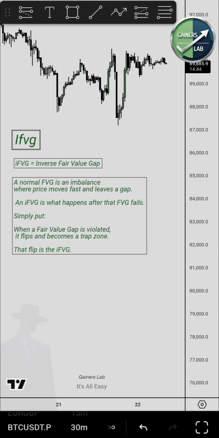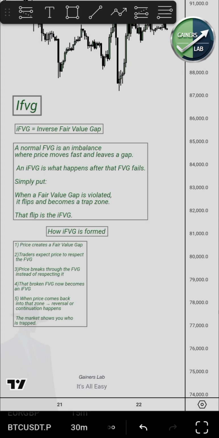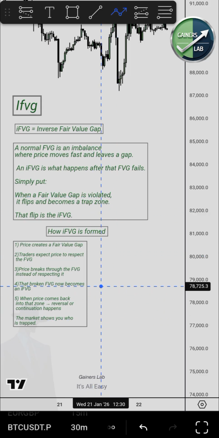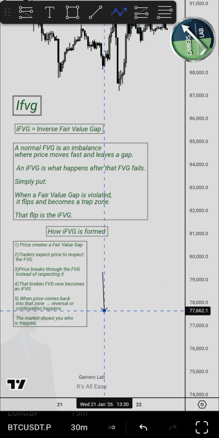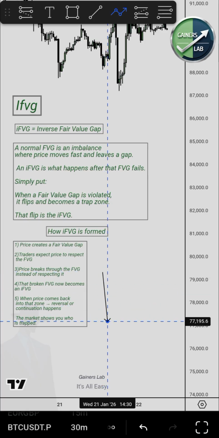All right, so you are going to understand it. How an IFVG is formed: 1. Price creates a fair value gap. 2. Traders expect price to respect that fair value gap. 3. Price breaks through the fair value gap instead of respecting it. Let's use a bullish structure, for example. We have a fair value gap created, right?